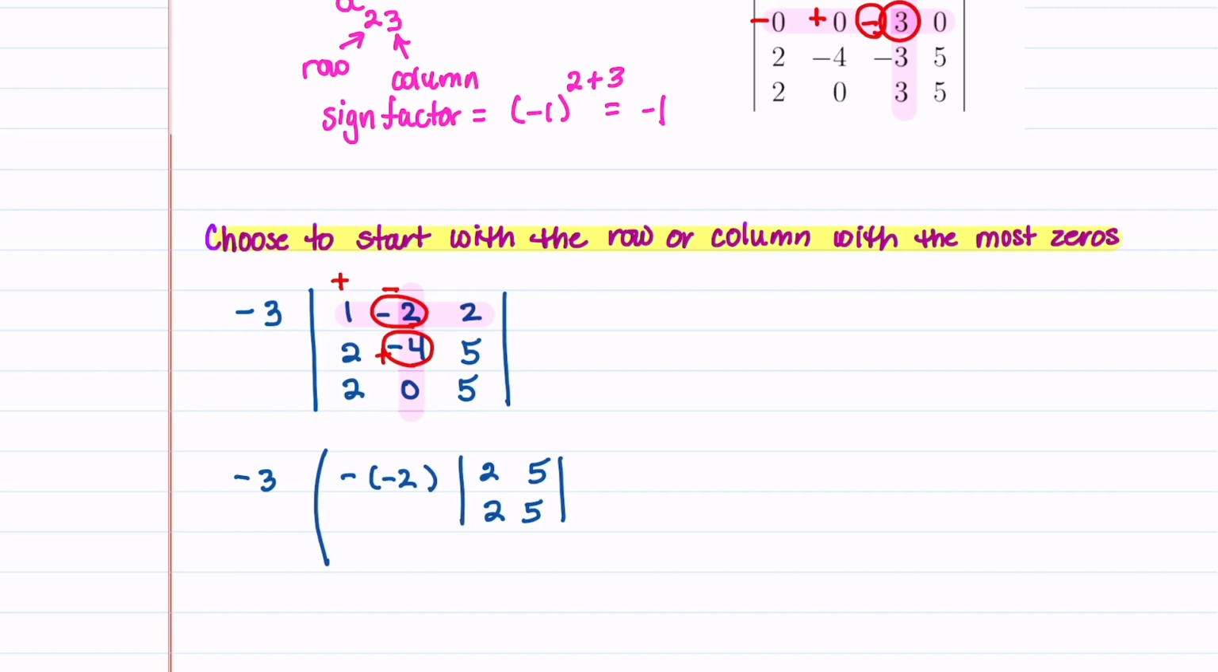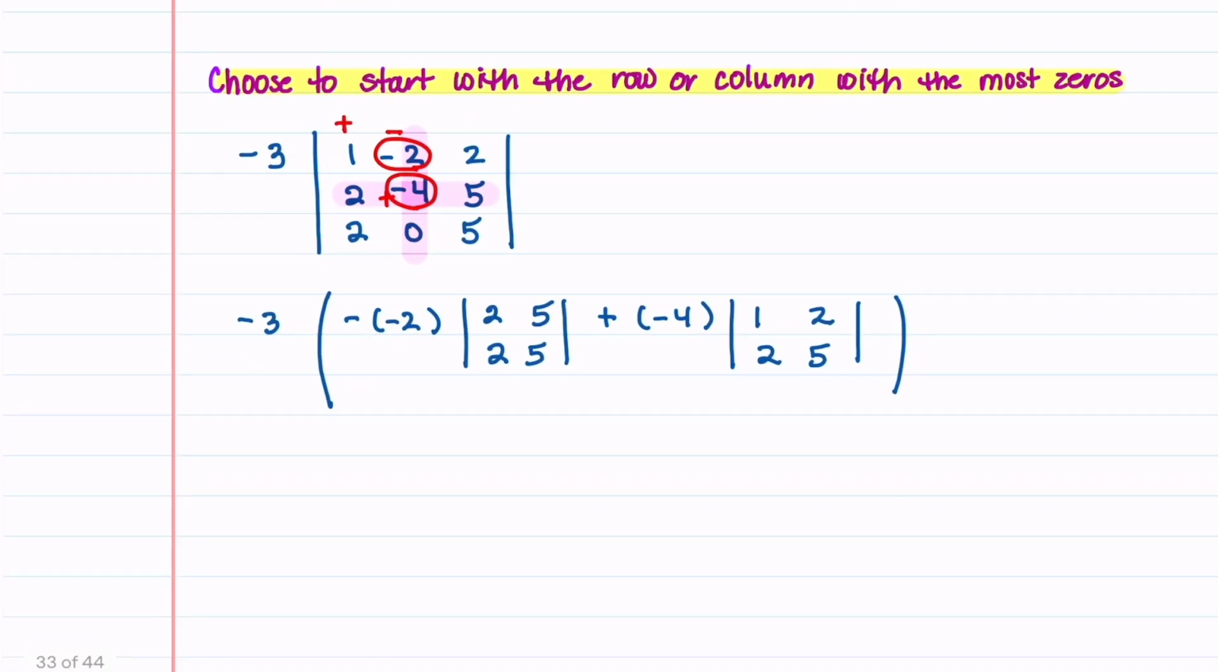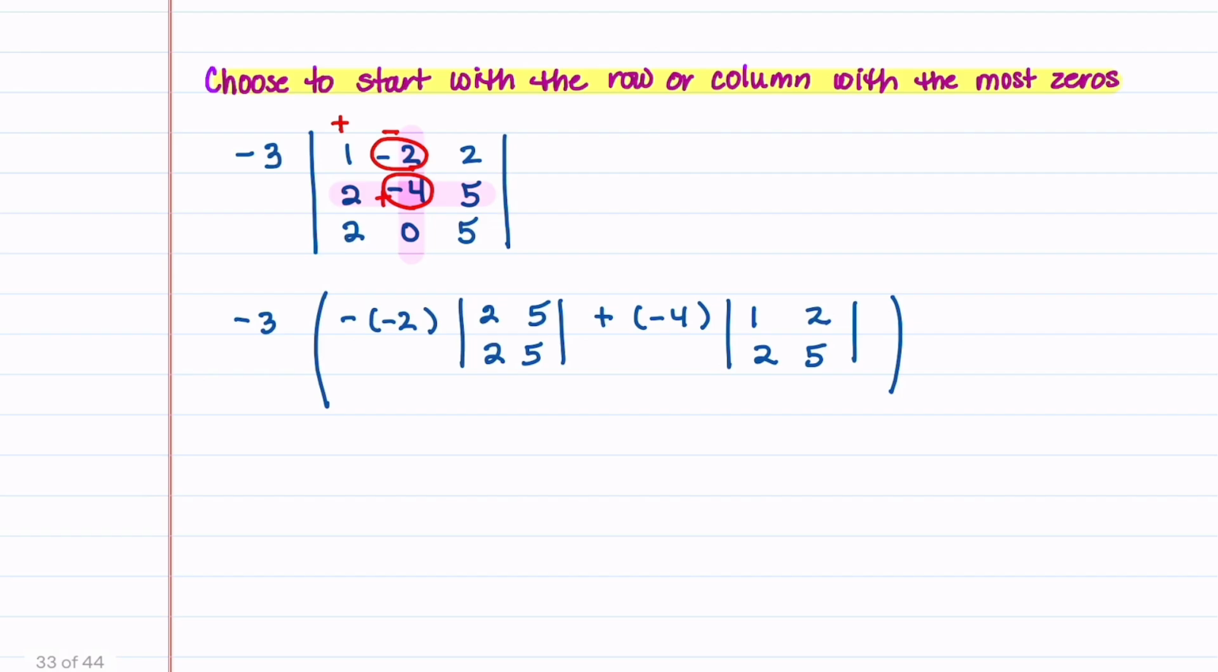Then we're going to go to our next one, which is our -4. So that's a plus, -4. And I'm going to go ahead and erase that highlight that we just did. And now I'm going to highlight the -4. So what's left is a 1, a 2, a 2, and a 5. And we're done with that part. Now we just have to go ahead and go through the calculation.